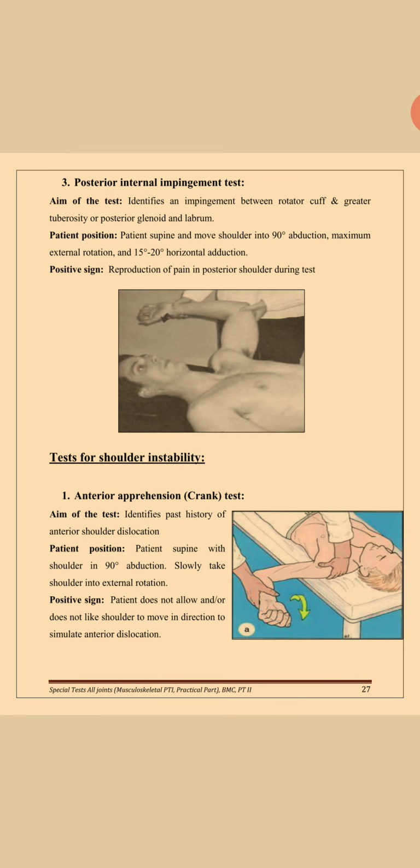Test for shoulder instability: anterior apprehension test or crank test. Aim of the test: identifies past history of anterior shoulder dislocation. Patient position: patient supine with shoulder in 90 degrees abduction. Slowly take shoulder into external rotation. Positive sign: patient does not allow and/or does not like shoulder to move in direction to simulate anterior dislocation.